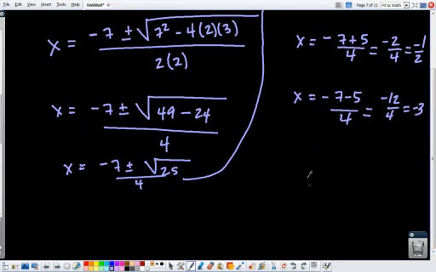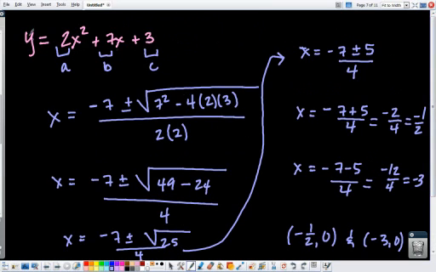So we could say that our roots happen at negative half, 0, and negative 3, 0. This is where our parabola would cross the x-axis. And I should also mention, because I wasn't very clear about this, whenever we're doing this, we're setting y equal to 0. That's the rule for using the quadratic formula, because the quadratic formula gives you roots, which occur when y equals 0. Alright, so that is how you use the quadratic formula.